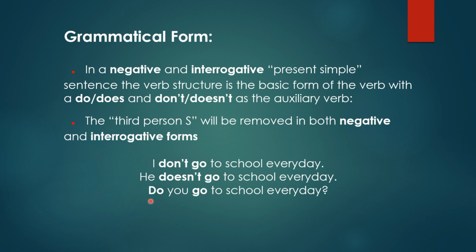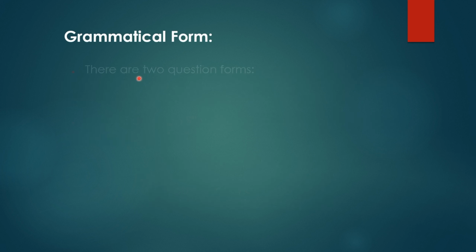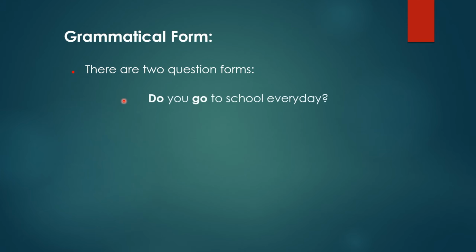And the question form: Do you go to school every day? Does she go to school every day? As you see, do or does is used for question forms. And finally, we should know that there are two types of question forms: WH question forms and yes-no question forms.